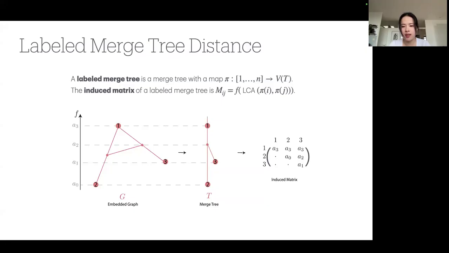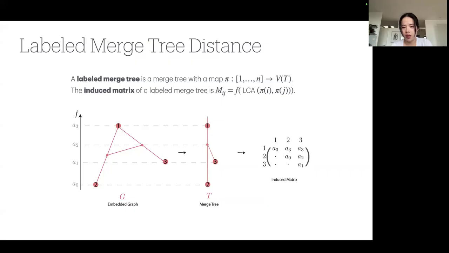How do I construct its induced matrix? For any matrix entry, we take the height of the lowest common ancestor of the two vertices that are labeled with the row and column index. That's a long sentence. Let's unpack that. Looking at this example here, we can first look at the diagonal.